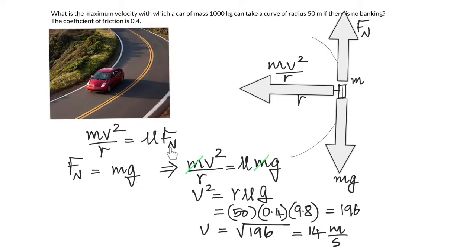So substitute here, which gives us mass times velocity squared by r is equal to mu times mg, because Fn is mg. The masses get cancelled, giving us this equation, which you rearrange to take r to the right hand side. Substitute the values. The radius is 50. Coefficient of friction is 0.4 and g is 9.8. And then when you take the square root, you get 14 meter per second. So that's how you do that question.